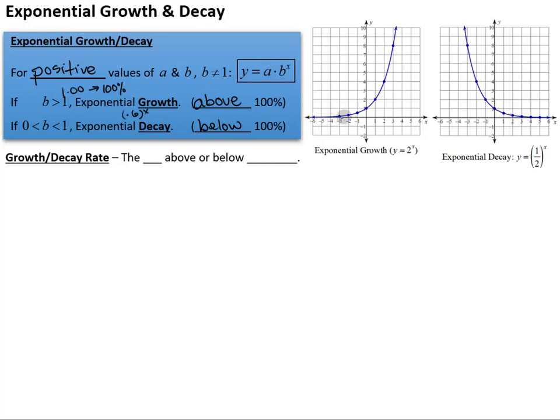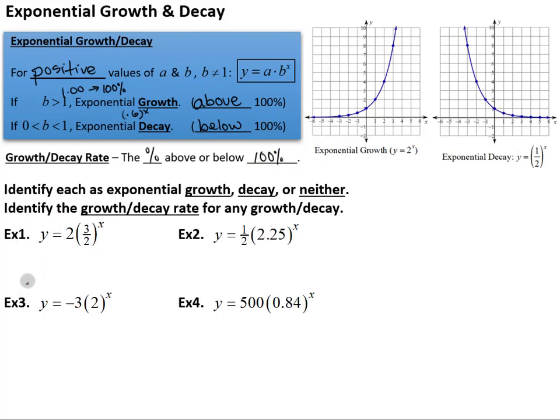So growth would look something like this. As we go to the right, it's going to grow. And exponential decay is a value that will get smaller and smaller and get really, really close to 0, but never actually equal 0. So here we can say that's a base of 2, and here a base of 1/2. What we consider the growth or decay rate is the percentage above or below 100%. So let's look at what that means with some examples.